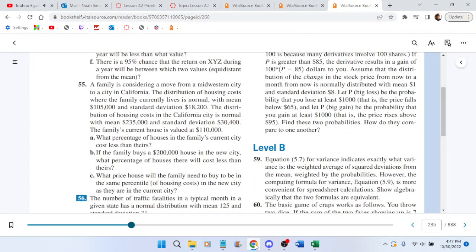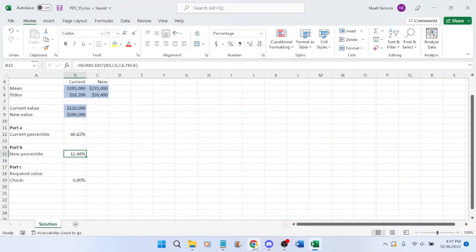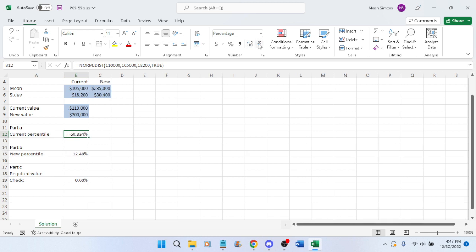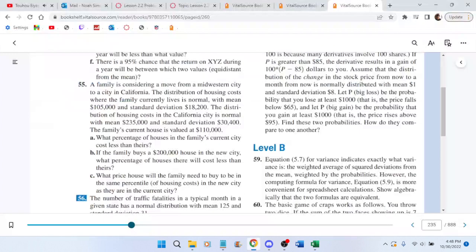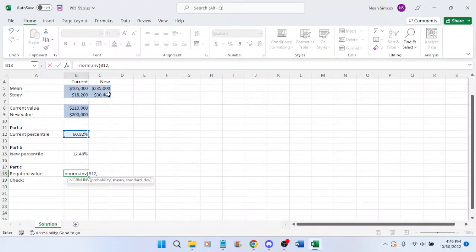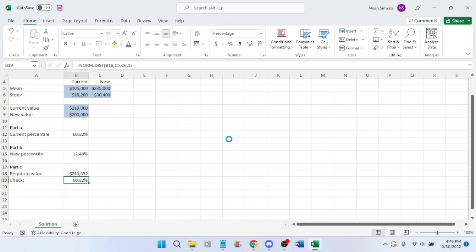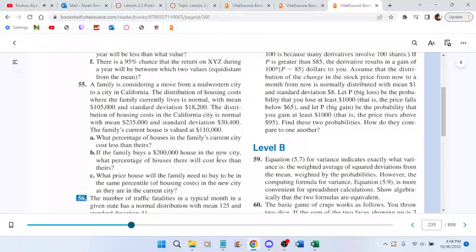What price will they need to buy to be in the same percentile as they are in the current city? They need to end up in the 60 point something percentile. So basically the probability is equal to this. In the new city, their mean is this, the standard deviation is this. So they would need to end up in a $243,000 house there. And that's it. That was so easy.